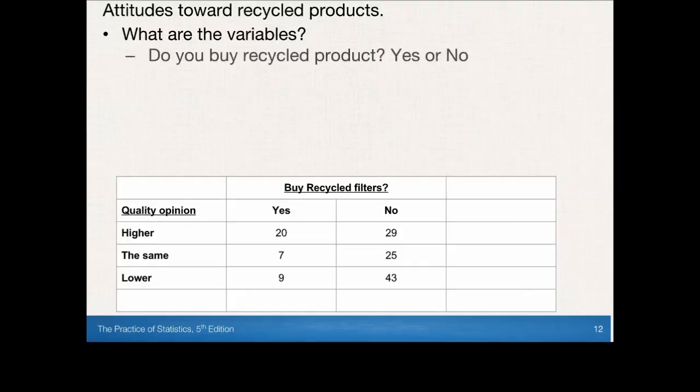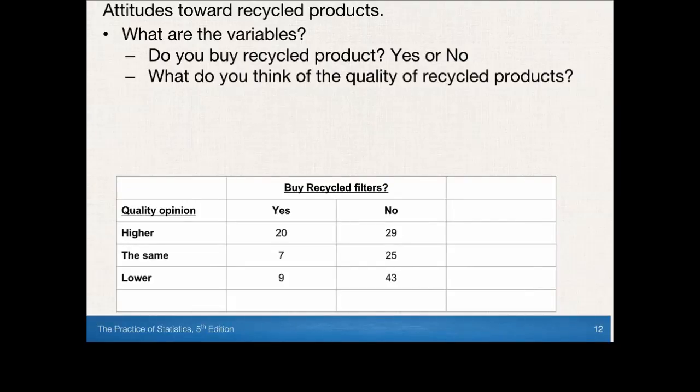We have the variable, do you buy recycled products? And the answer to that is yes or no. And the other variable is what do you think the quality is? So quality as well as whether they buy or not. Those are the two variables.